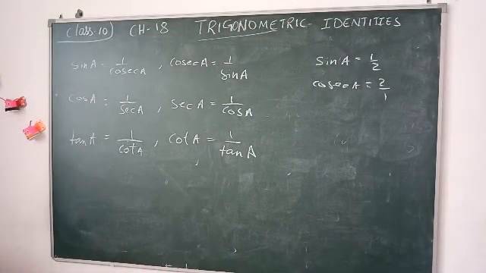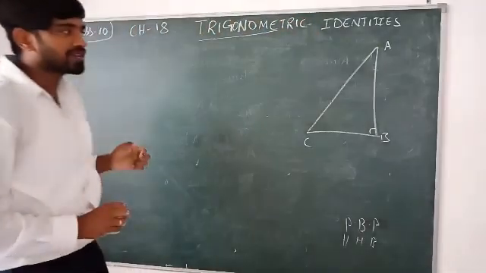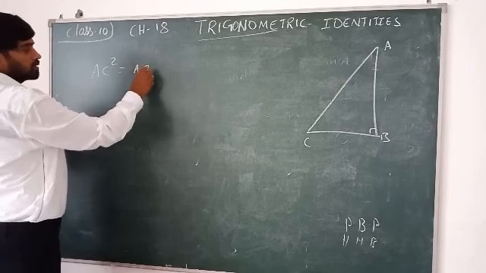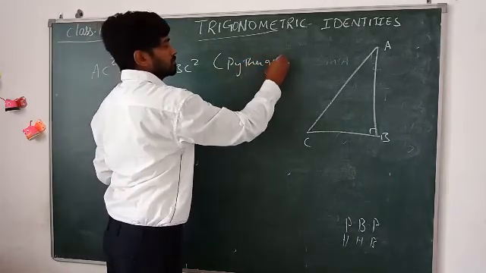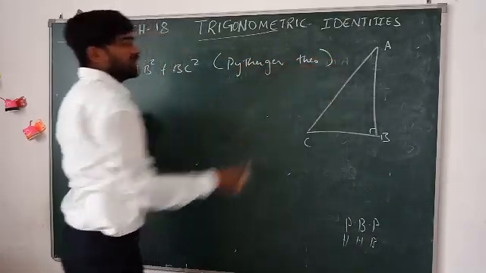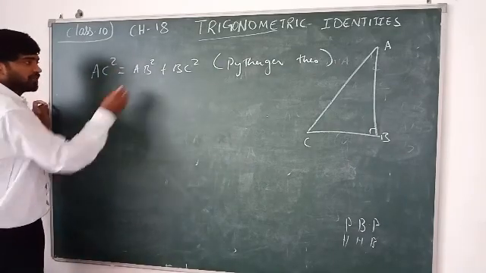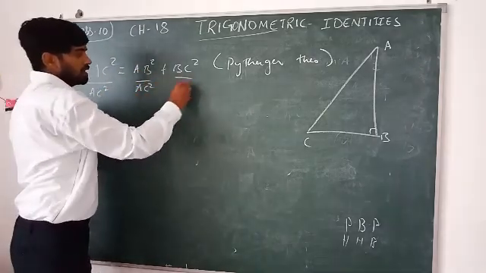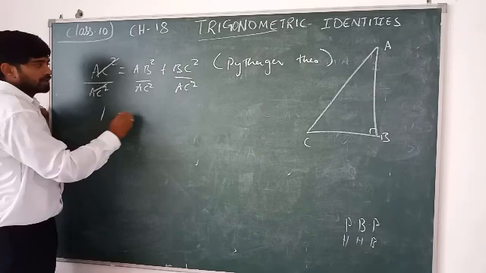Now we'll try understanding some of the identities that are related to this chapter, or the formulas you can say. Some of the identities are something like this. If I have a right angle triangle, I can write AC का square is equal to AB का square plus BC का square, and this is called the Pythagoras theorem. We have done this Pythagoras theorem in class 7 also. So if I divide everything by AC square, I can do that if I am doing it on both sides of the equation. So this is going to become 1.